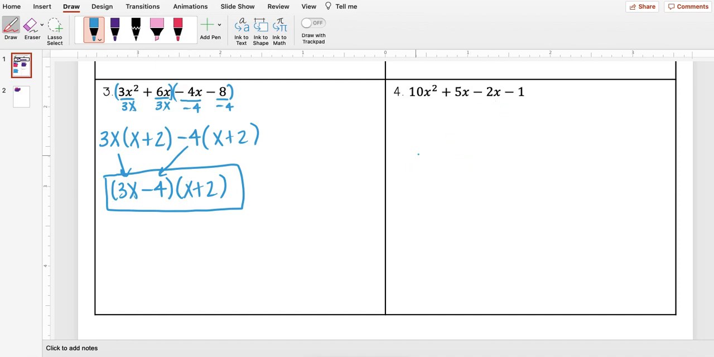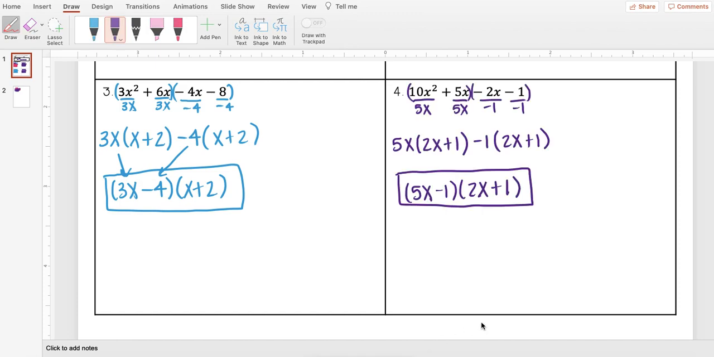Okay, go ahead and pause the video. I want you to try and do number 4. So the answer you should have gotten here was 5x minus 1 times 2x plus 1. This one was again tricky. I do not want a negative in front of my first term, so I had to factor out a negative. But since this one doesn't have a number GCF, it's just going to be a negative 1 that I'm taking out. And so then that makes these match up, 2x plus 1, 2x plus 1, and I get that answer.